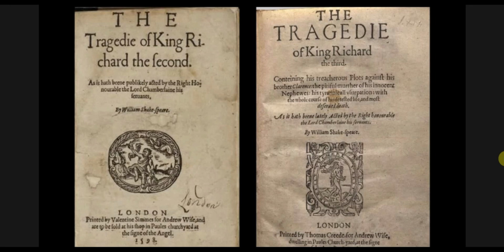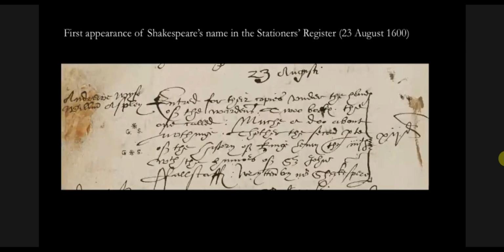Wise was also involved in the first appearance of Shakespeare's name in the Stationers' Register, which are records of the Stationers' Company that indicate the ownership of texts. Shakespeare's name appears as part of Wise and Astley's joint entry for 2 Henry IV and Much Ado About Nothing. Together, these two developments mark a shift in the status and importance of Shakespeare as a printed dramatist.